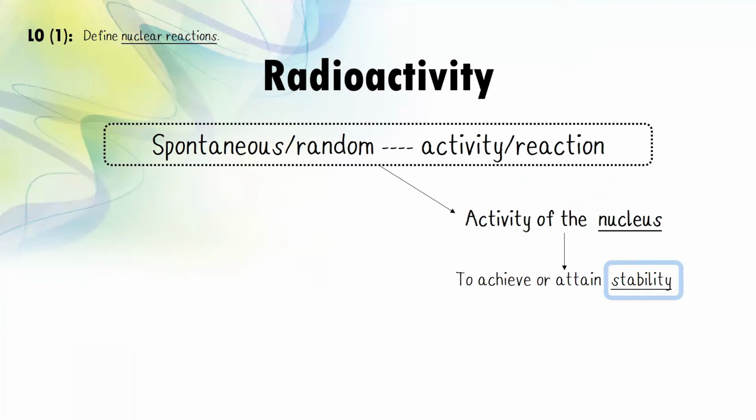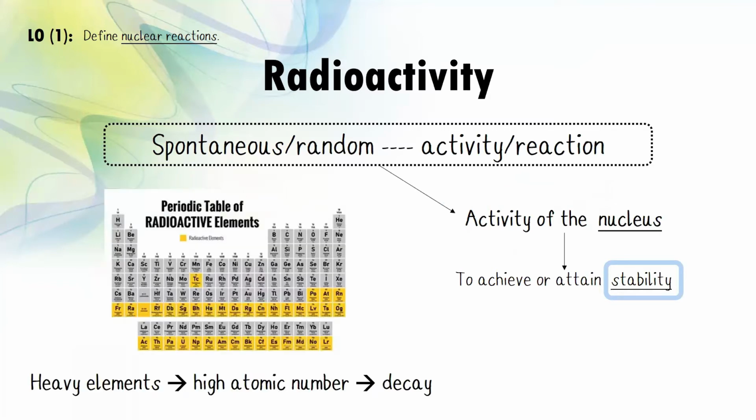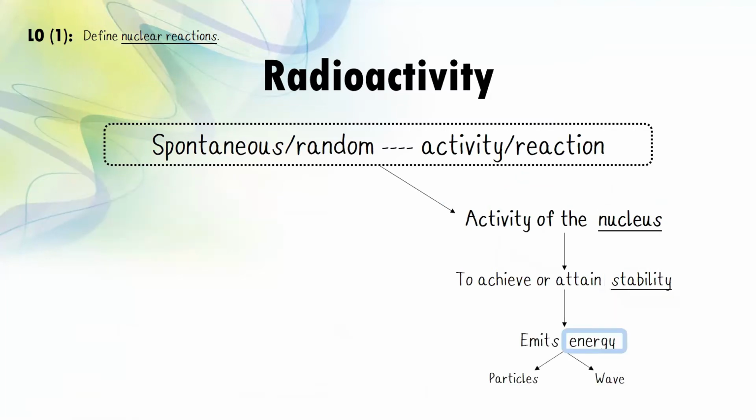The elements that undergo the activities are the heavy elements which have high atomic number and are unstable. Therefore, they will decay to become stable. The activities then will emit energy in terms of particle or wave.